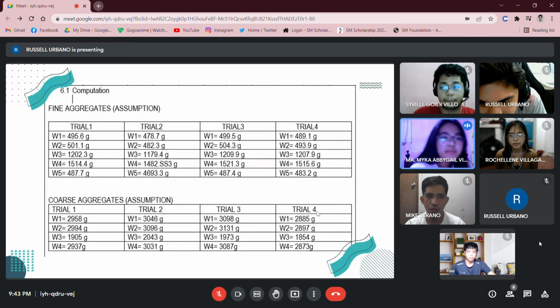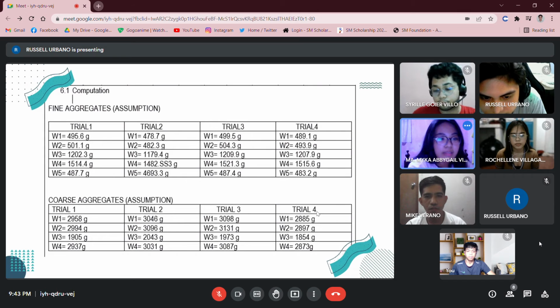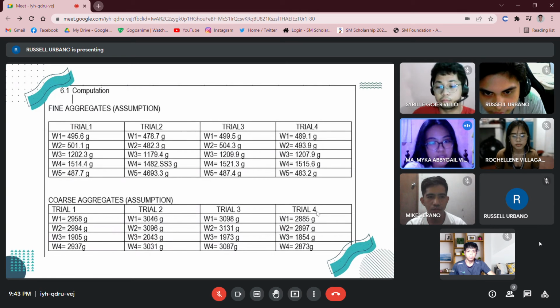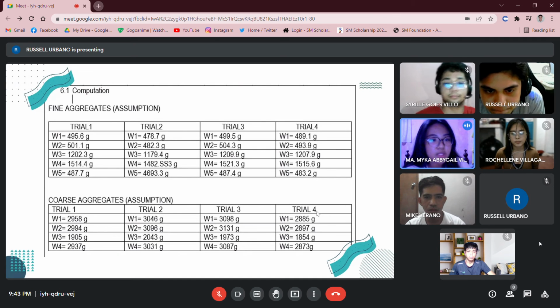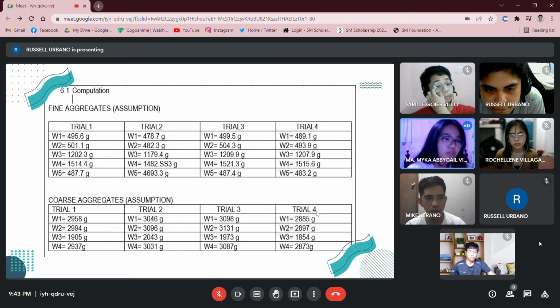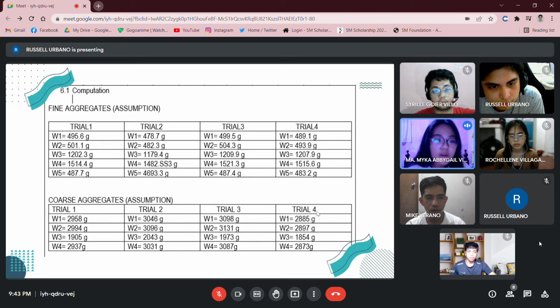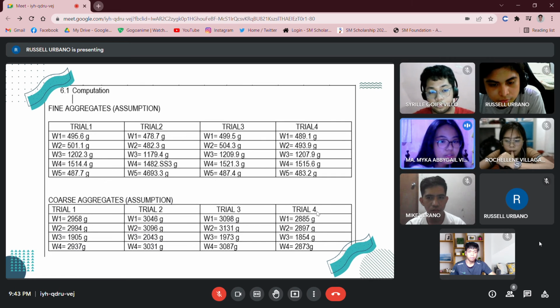So these are the data in determining the specific gravity and water absorption for coarse aggregate. In trial 1, we use the given data in the reference for weight 1 up to weight 8, but weight 4 is our assumption. For example, in trial 1, weight 1 is 2,158 grams, weight 2 is 2,194 grams, weight 3 is 1,905 grams, weight 4 is 2,137. So we use the formula weight 1 divided by weight 2 minus weight 3 to get the bulk specific gravity dry in coarse aggregate.